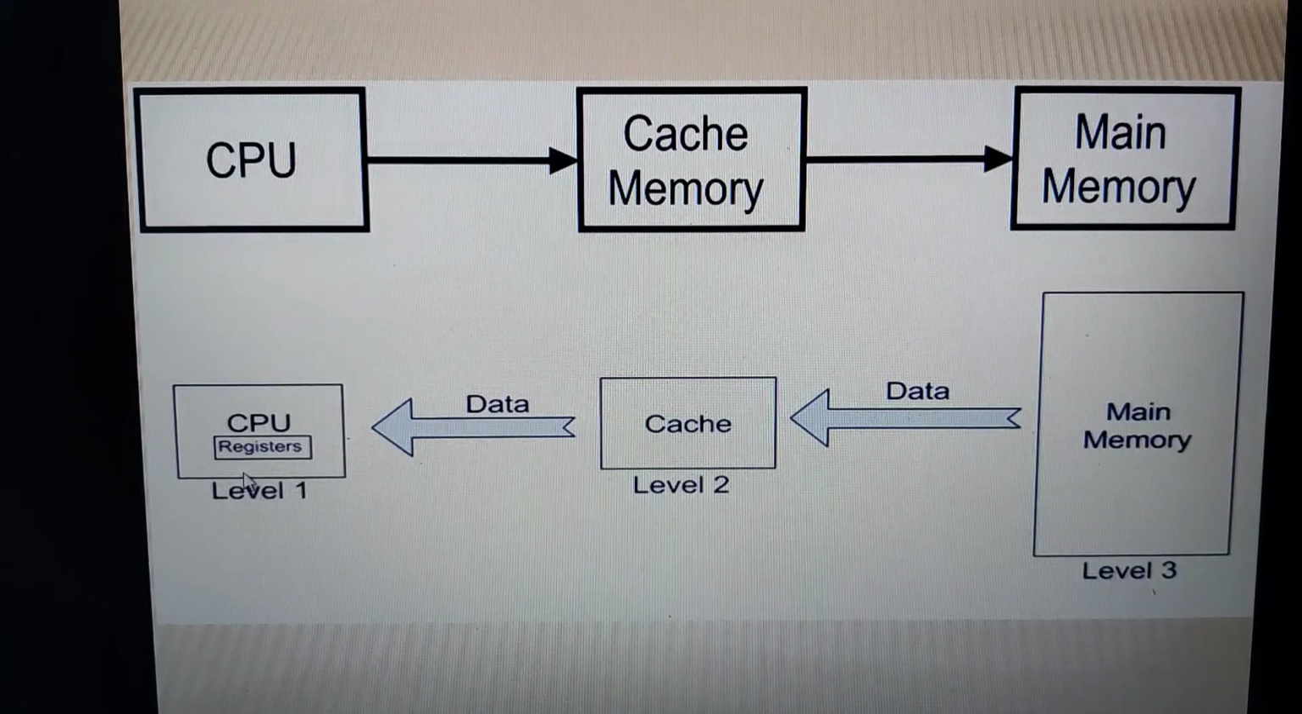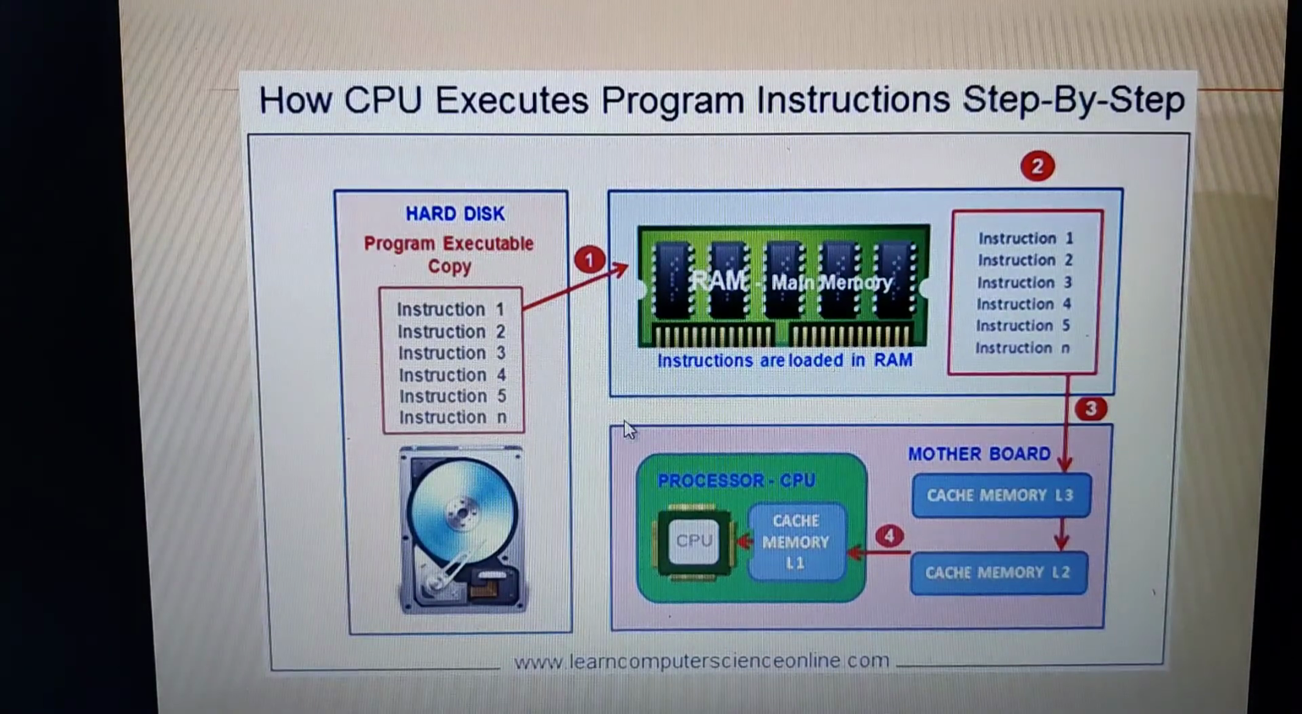L2 is the cache memory that is present on the motherboard. Actually, this is the entire motherboard, here you can see. Onto the motherboard we have the processor, the CPU. Within this processor we have the L1 as cache memory. Onto the motherboard, we have the L2 as the cache memory. All these are responsible for transferring the data between the different devices over the motherboard.